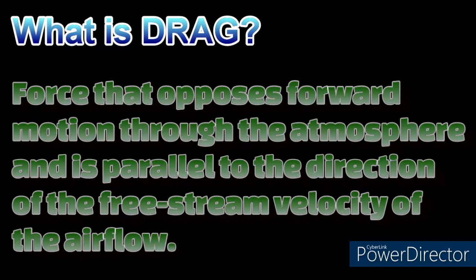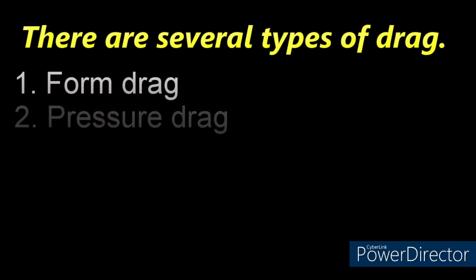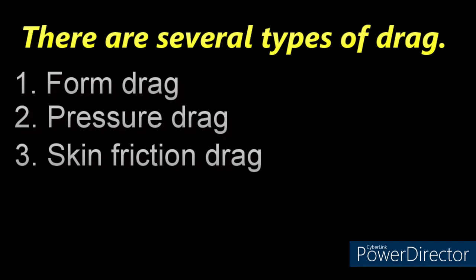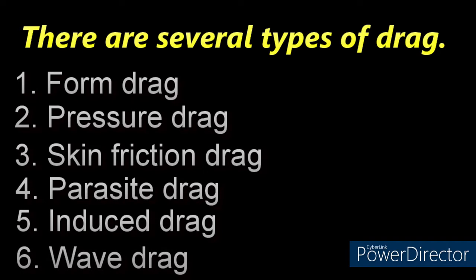A force that opposes forward motion through the atmosphere and is parallel to the direction of the free stream velocity of the airflow is called drag. Drag is generated by conditions associated with the motion of air particles over the aircraft. There are several types of drag. They are form drag, pressure drag, skin friction drag, parasite drag, induced drag, and wave drag.